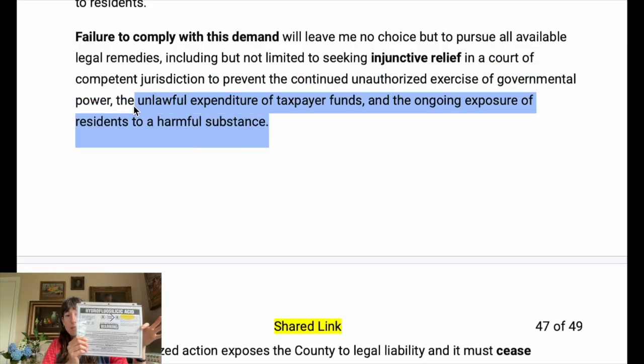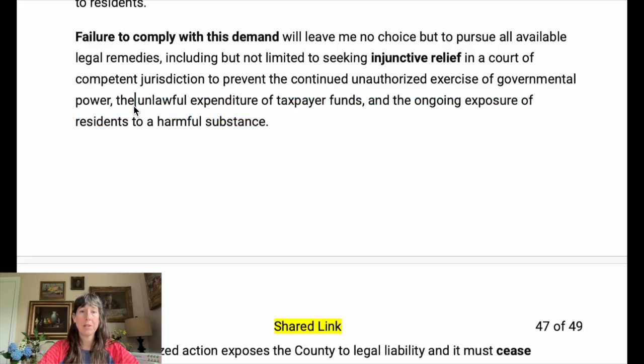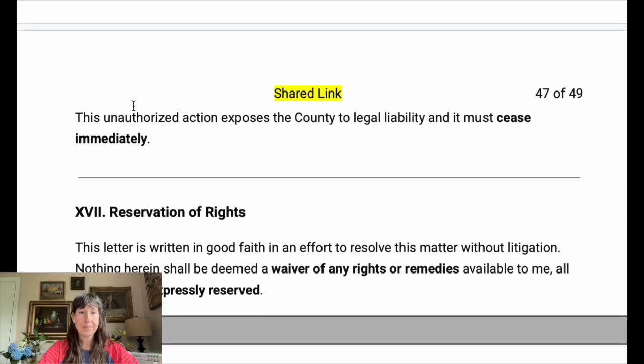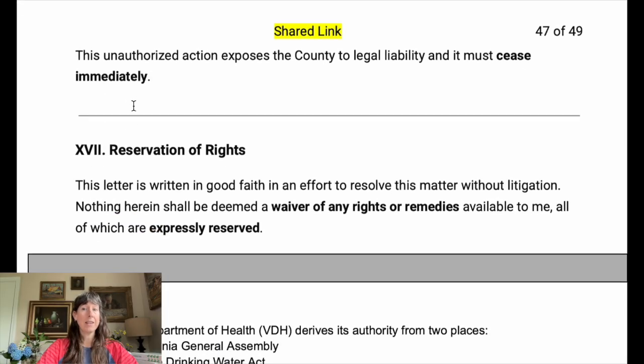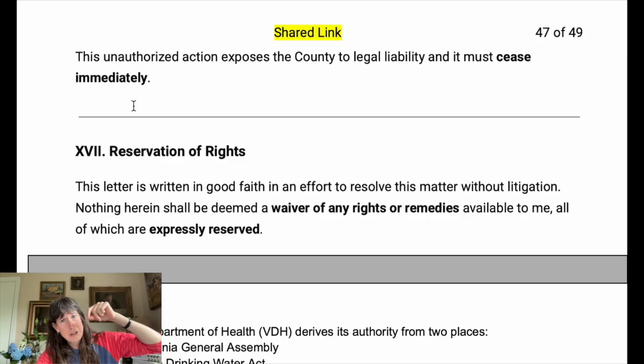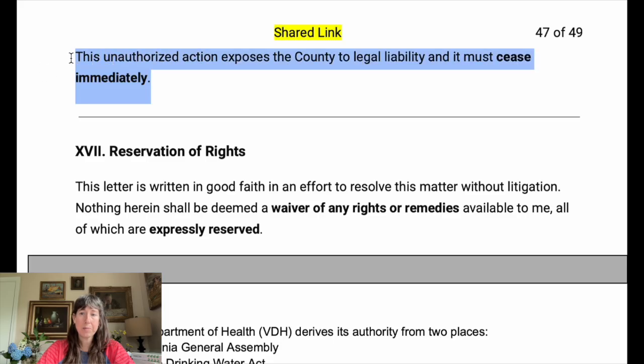Remember, this is a poison that they are actively putting in the drinking water. They do not say they have a purpose for putting the poison in the water. They do not say that they have justification for putting the poison in the drinking water. And they do not say that they have any documents that it's safe for anybody to ingest small amounts of this poison in the public drinking water. Hydrofluorosilicic acid is a poison even when you put a small amount in the water. This unauthorized action exposes the county to legal liability and it must cease immediately. That is what I am saying.